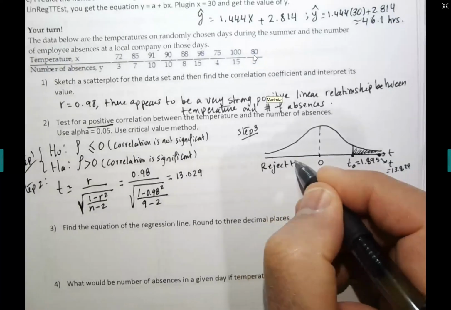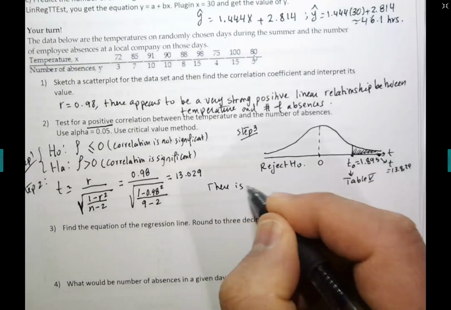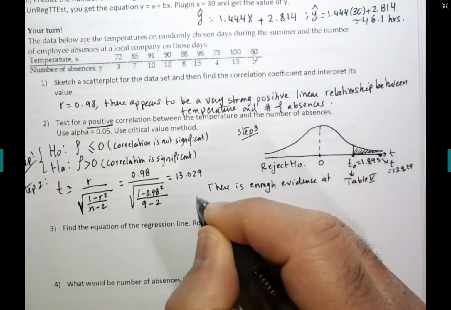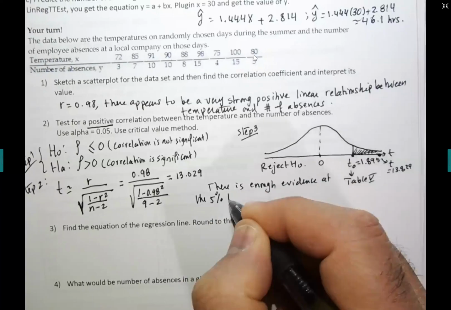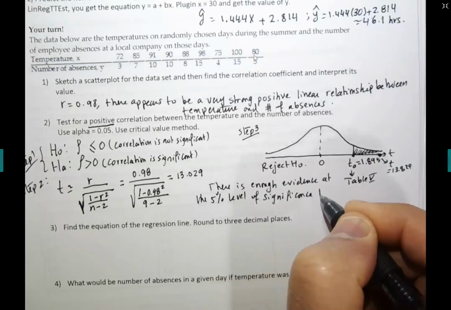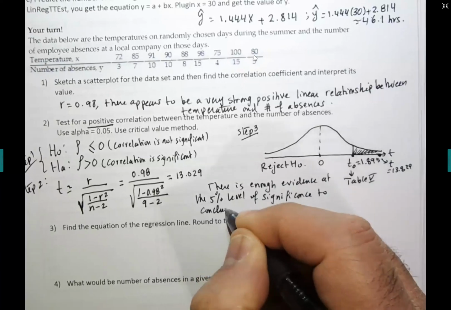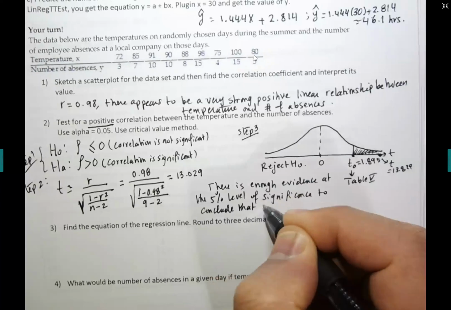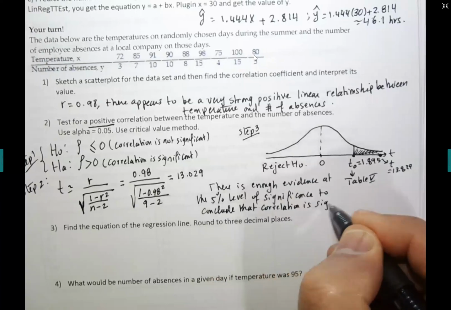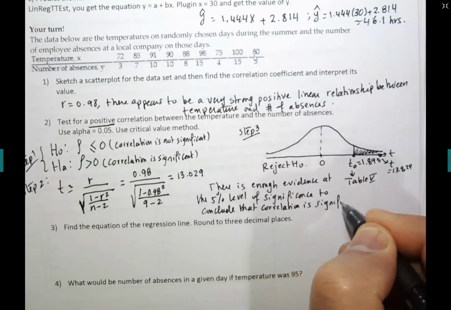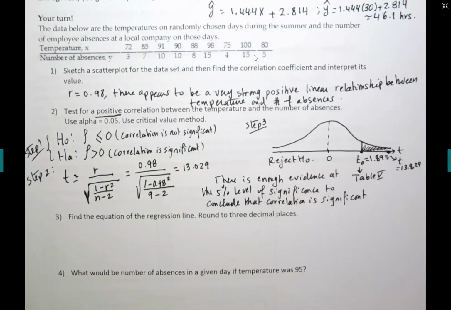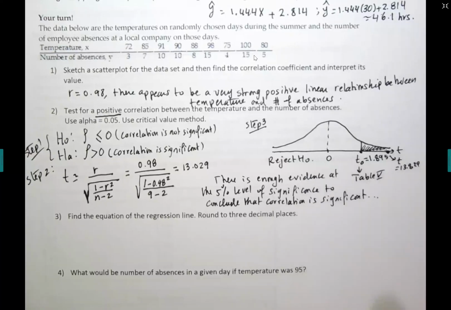And then you say, once you reject H0, you can memorize this conclusion. There is enough evidence at the 5% level of significance to conclude that correlation is significant between the temperature and the number of absences. I didn't have room to write this down, but that's the conclusion.